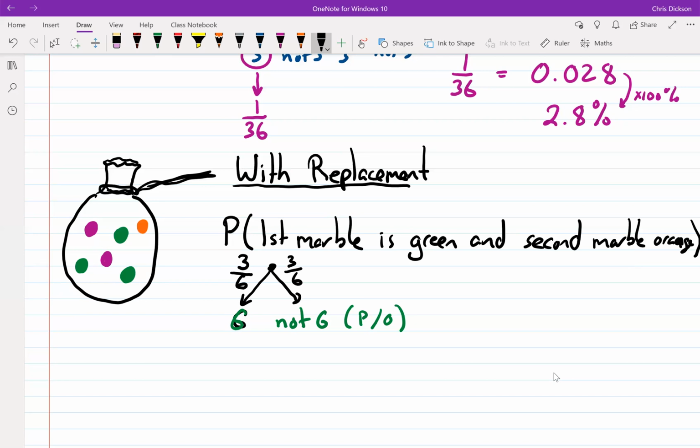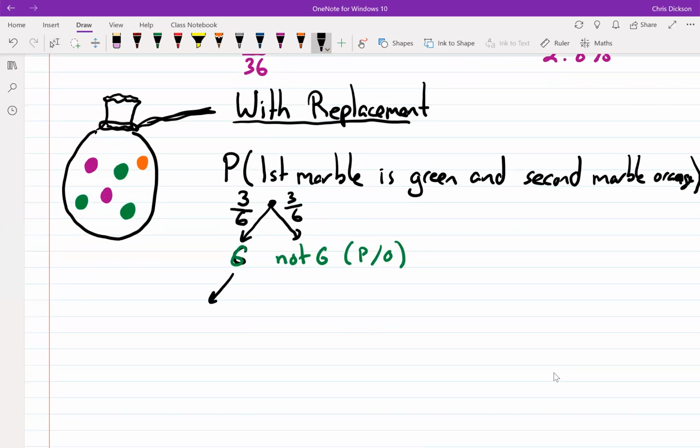Now the second marble, I want to be orange. So I'm going to look at orange and not orange. So that would be purple and green, and orange and not orange. So what did we do with that first marble? Well, we put it back into the bag. So on the second draw, there's still 6 marbles in the bag. And how many orange marbles would be in the bag? Well, 1 orange marble. So it'd be 1 in 6 chance of that occurring.